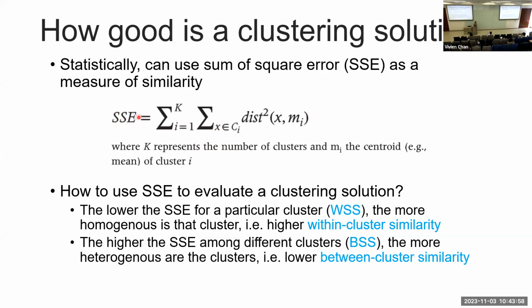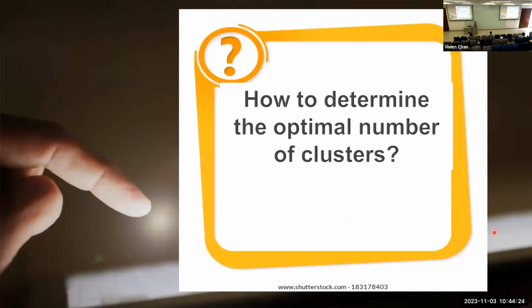With the sum of square error, you can calculate the within-cluster similarity, which we call the WSS. And you can also use this to measure the between-cluster similarity, which is the BSS. With these two measures, we can determine the optimal number of clusters.